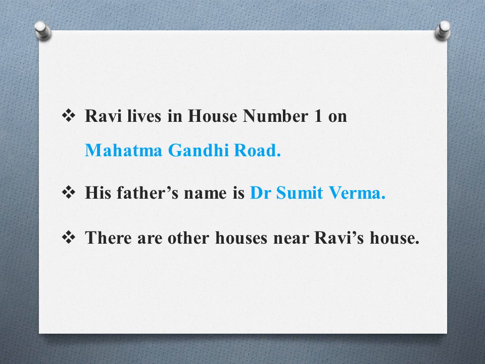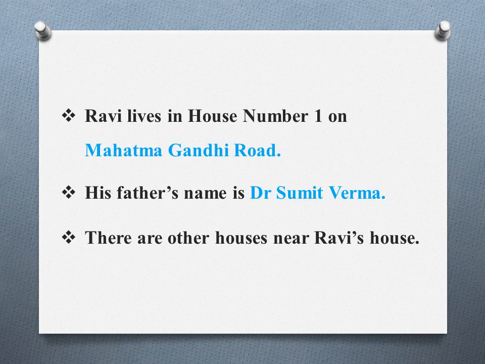Now, here they have taken one example, one family name, and they have explained about the neighborhood, okay? The boy is called Ravi. Ravi lives in house number 1 on Mahatma Gandhi Road. That Mahatma Gandhi Road is the road that makes the landmark to go to his house. To go to Ravi's house, we have to go through the Mahatma Gandhi Road, right?